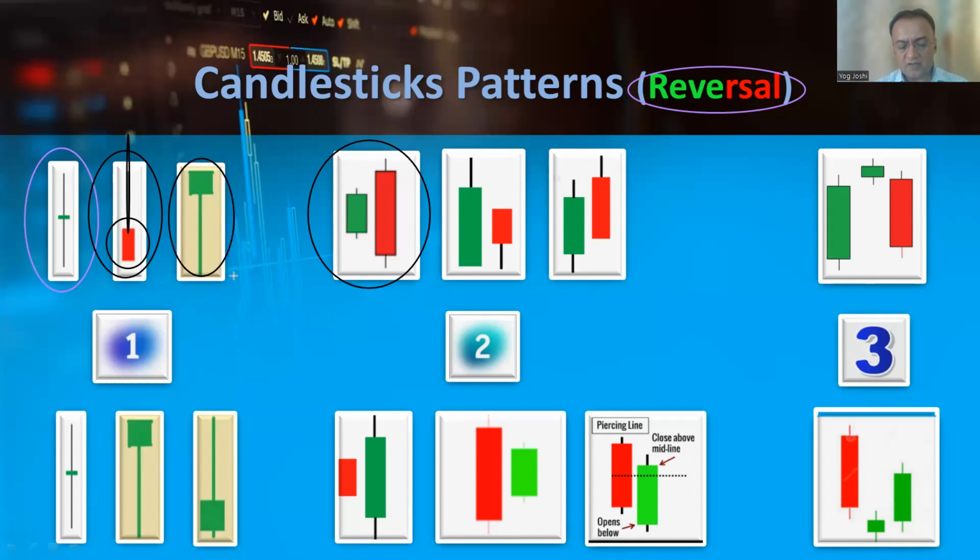The symbol is derived from the cross symbol. This is the hammer. This is the clear-cut hammer we use in our homes. This is the inverted hammer. This is the engulfing bullish, a clear-cut engulfing bullish. So what is engulf? To engulf means to swallow.